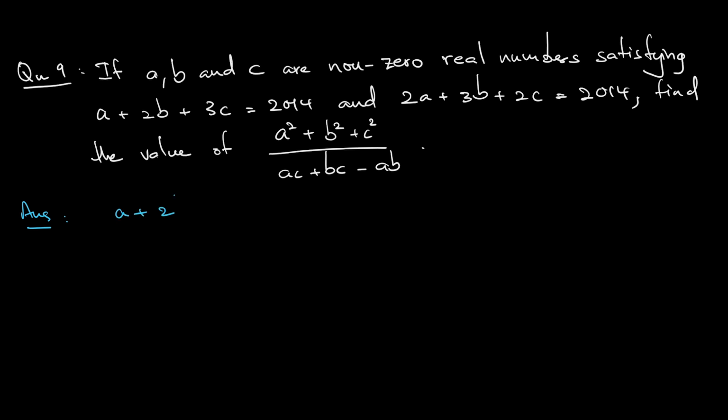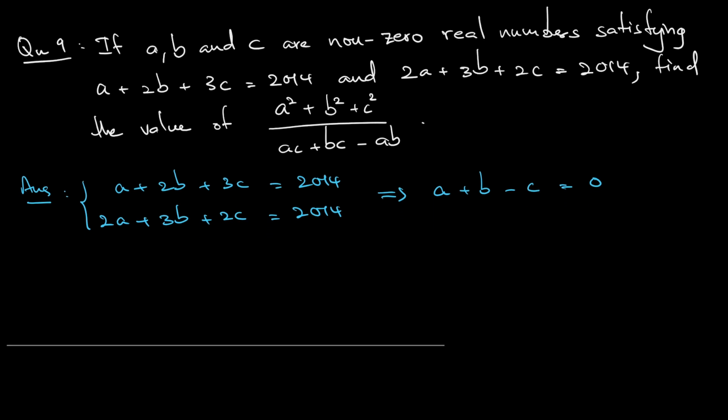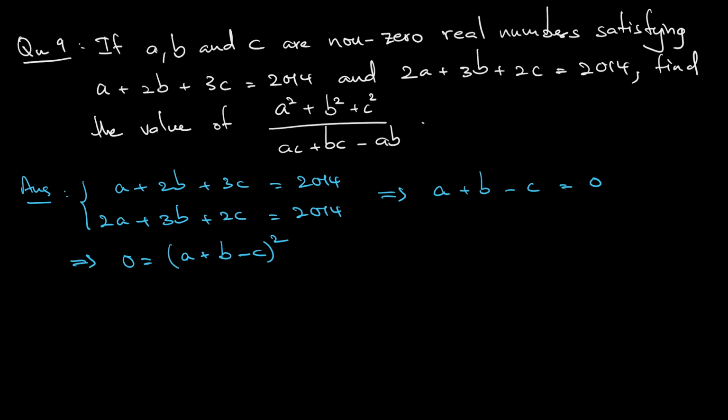This is what we are given, alright? It's equal to 2014. 2A plus 3B plus 2C is also 2014. Notice that if I take the second equation minus the first equation, I would get 2A minus A, so that's A, 3B minus 2B, so that's B, 2C minus 3C, so that's a negative C, and it's just equal to 0. That means A plus B minus C equals 0. I square both sides, alright. This is what I have.